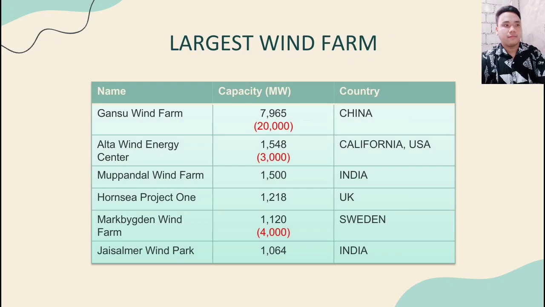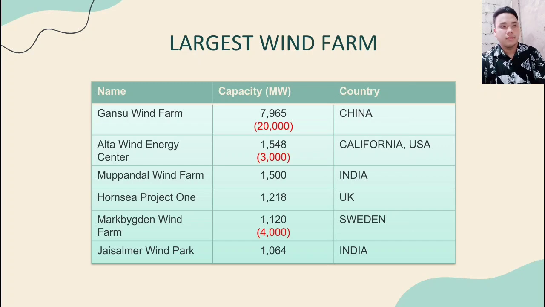Largest wind farm. Gansu Wind Farm, may capacity po siyang 7,965 megawatts at hindi pa raw po ito tapos. Ang plano po nila ay hanggang 20,000 megawatts in China. Alta Wind Energy Center, may capacity po siyang 1,548 megawatts at hindi pa rin po ito tapos. Ang nakaplano po ay 3,000 megawatts in California, USA.